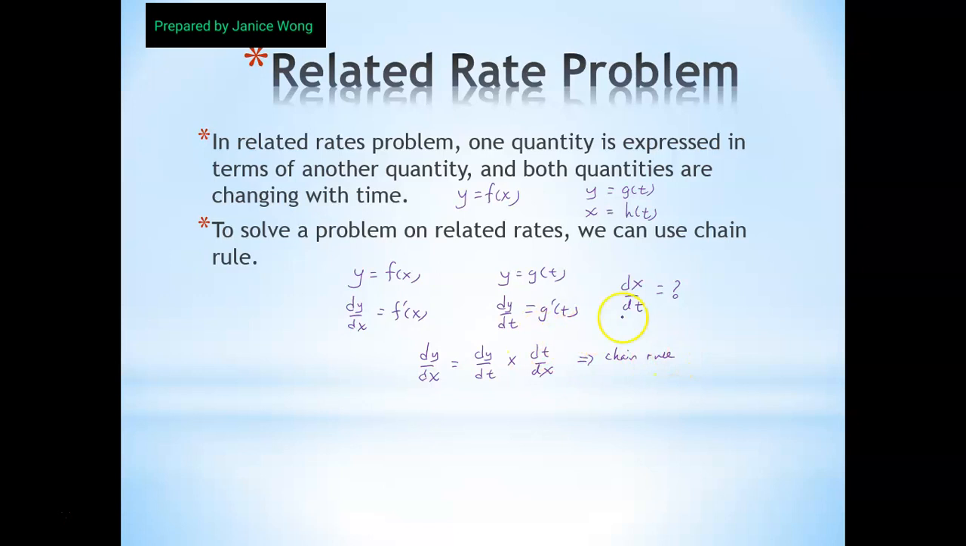In order to get dx over dt, I bring dy over dx to the left, and I get dx over dt equivalent to dy over dt divided by dy over dx. dy over dx, brought to the right, becomes division. So from here, we substitute dy over dt and dy over dx, and we will get dx over dt by using dy over dt divided by dy over dx. So to solve a problem on related rates, we use the chain rule.